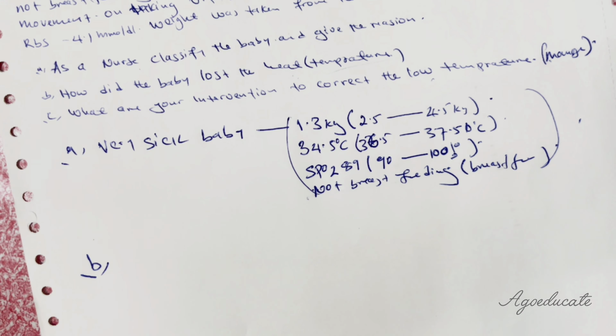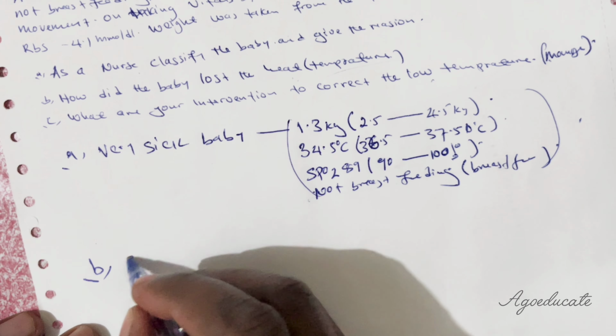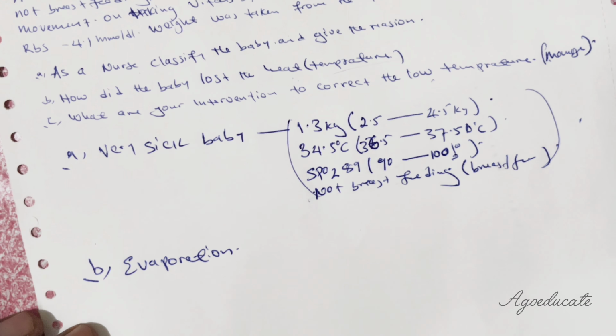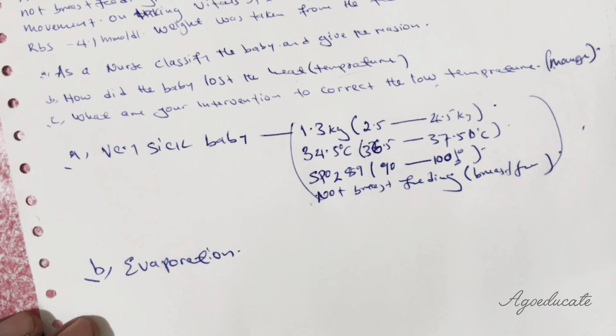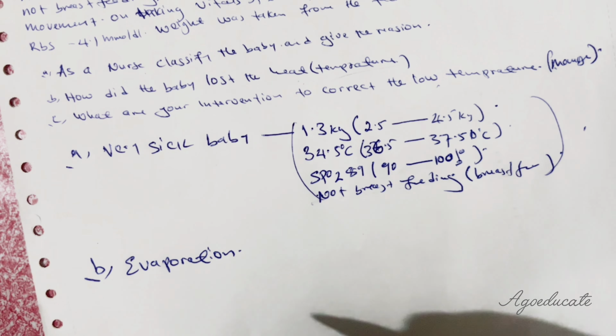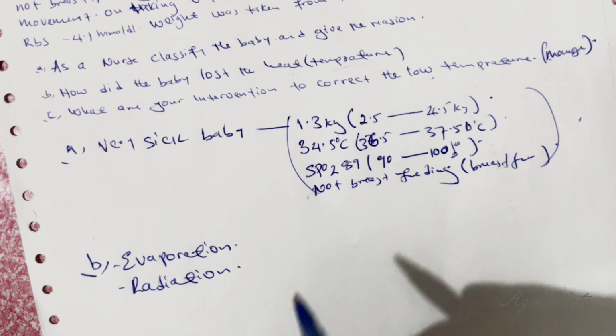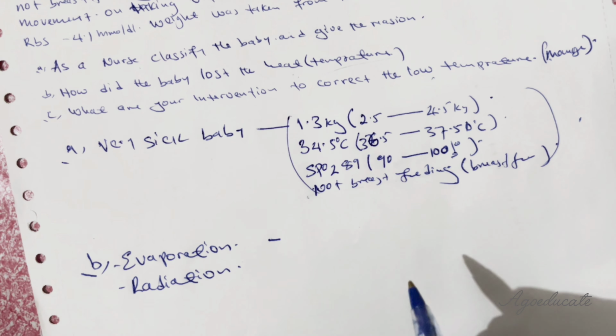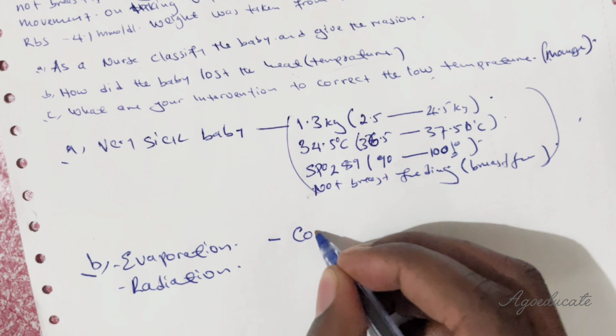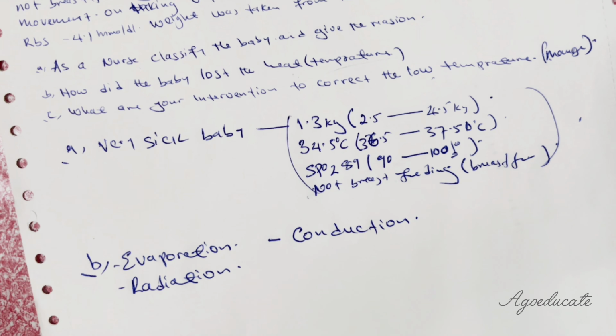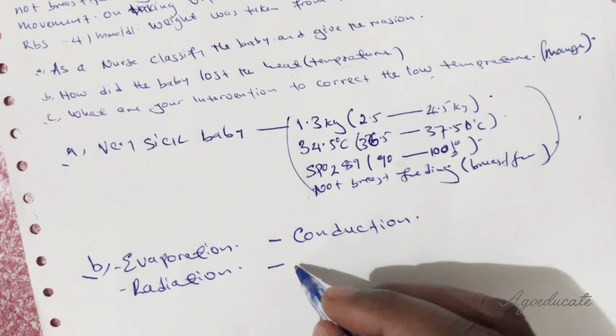So number 1, the baby can lose temperature by evaporation. This is the escape of heat from the baby's skin. And then the baby can lose heat through radiation. That's the second one. And then the baby can lose heat through conduction. In conduction, there is contact with a cold surface. If the baby is put on a cold surface, the baby can lose heat. An example is when we are tepid sponging. And then another thing is convection.